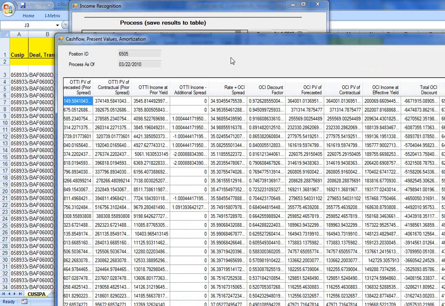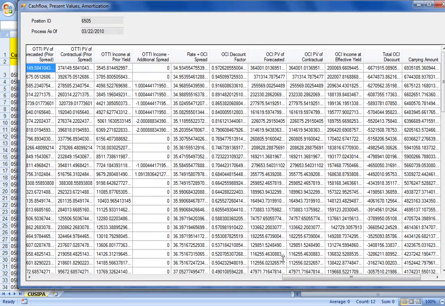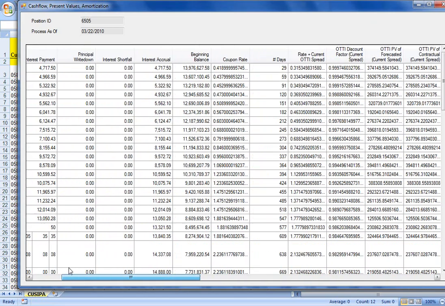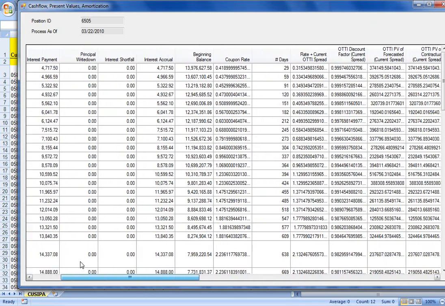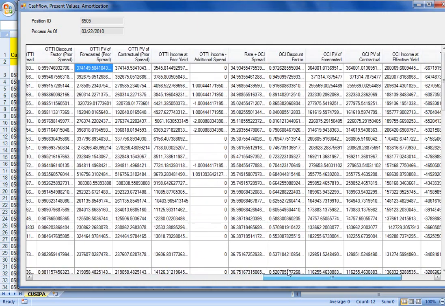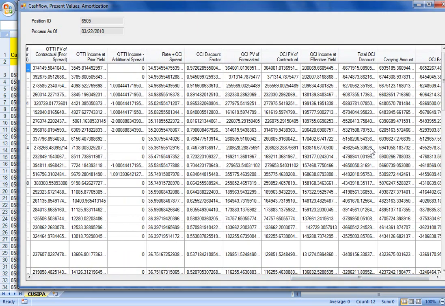We'll also project cash flows going forward. Using the impaired cash flows, you'll be able to see those cash flows along with the write-offs and the shortfalls. You'll also see the projected OCI accretion and the carrying balance falling as well.